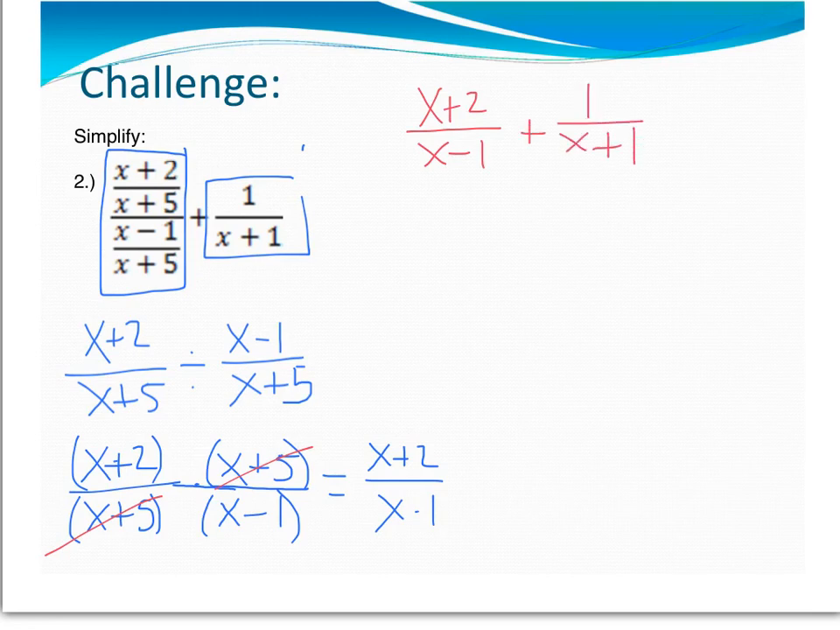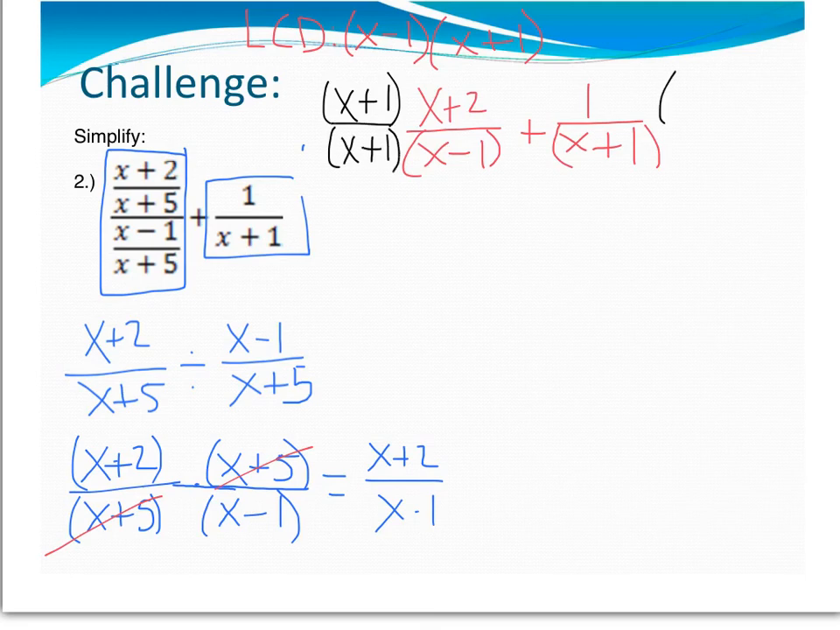So now I need to build that LCD. My LCD consists of whatever's in the denominator. Well, here I have an x minus 1 in the denominator, so I'm going to do x minus 1. Here I have an x plus 1, so I need an x plus 1 in the denominator. And there's nothing else in the denominator, so I'm all set. I'm going to multiply by whatever's missing. So x plus 1 over x plus 1. Here I'm going to do x minus 1 over x minus 1 because that's what's missing in the denominator.